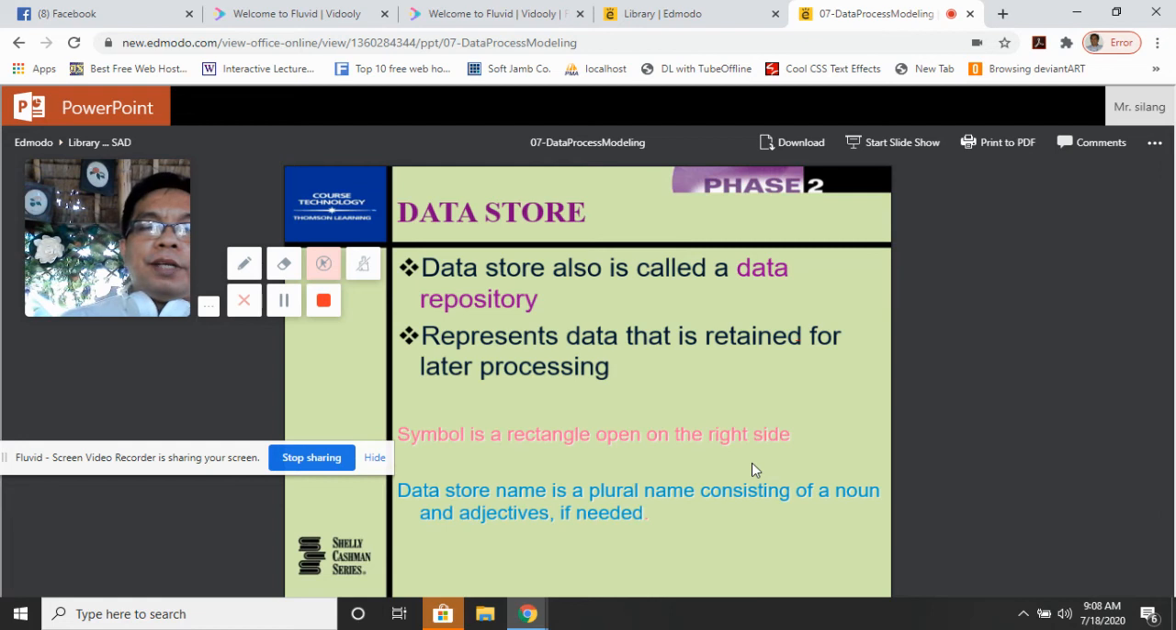The symbol for data store is a rectangle open on the right side. Again, the symbols being described here are the symbols used by Gane and Sarson. The data store name is a plural name consisting of a noun and adjectives if needed. So that's data store.